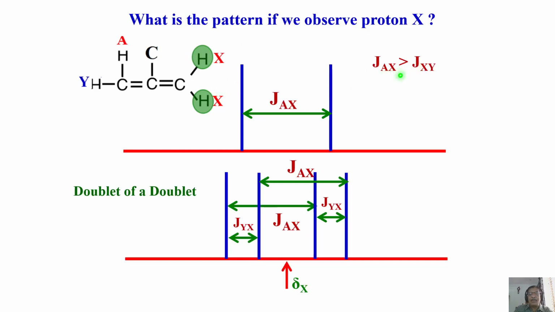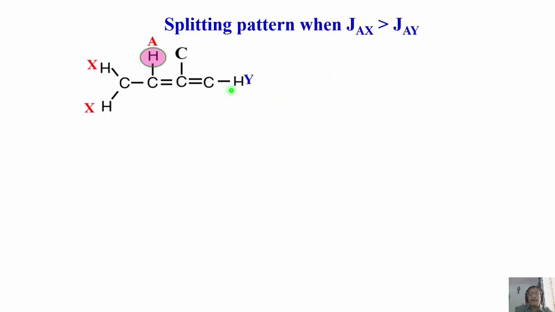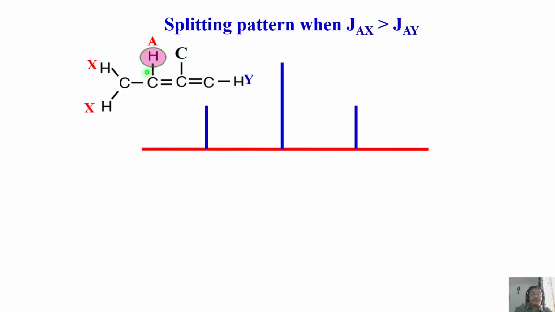Now, what happens in this case? I took AX greater than XY. Now what happens if I take AX greater than AY? Now this is larger than this one. I am looking at A. AX is larger, which means this is going to be a large triplet. Then this is split by Y. What is this proton? It is a single proton. What should it do? It should split each line of this triplet into a doublet. So it will become like this.